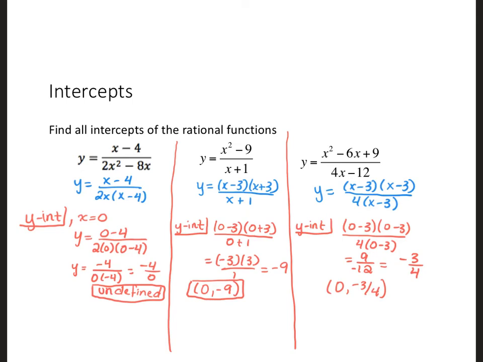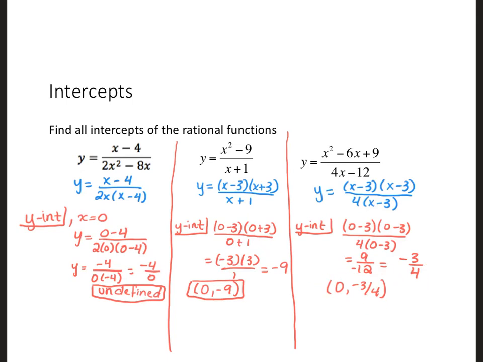Okay, check your y-intercept work. When you plug in 0 into the second one, you get negative 9. So I have a y-intercept of (0, negative 9). For my third one, when I plug in 0, I can reduce this fraction to negative 3/4. So my y-intercept is at (0, negative 3/4).